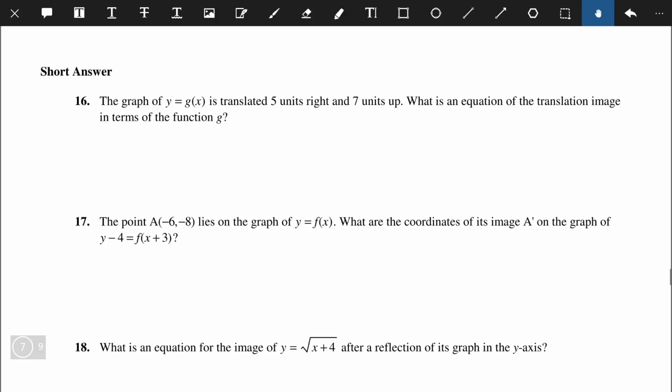Hello everyone, so this is going to be the second part of the Unit 2 practice test where we'll go over the short answers and also the problems.